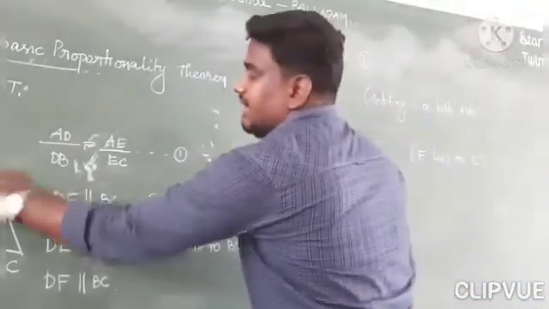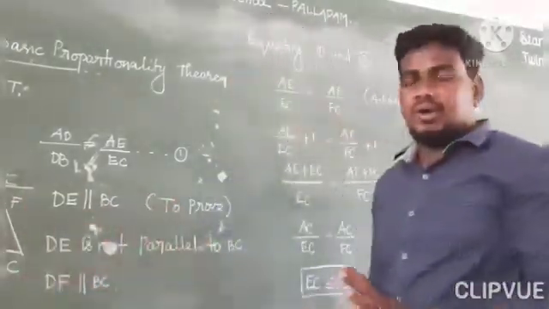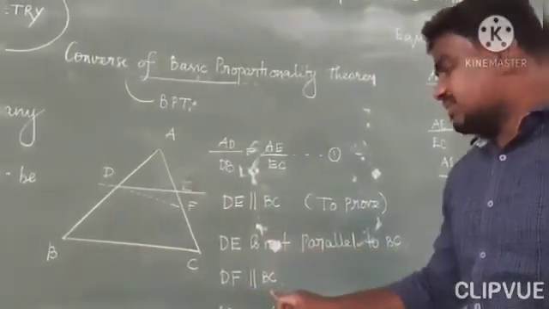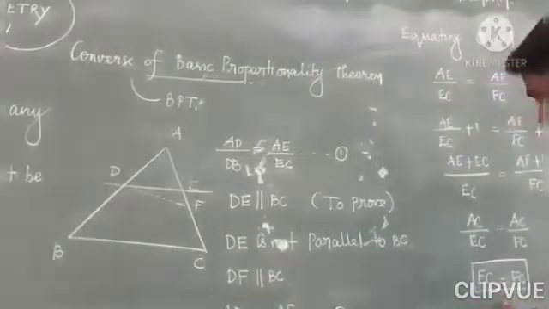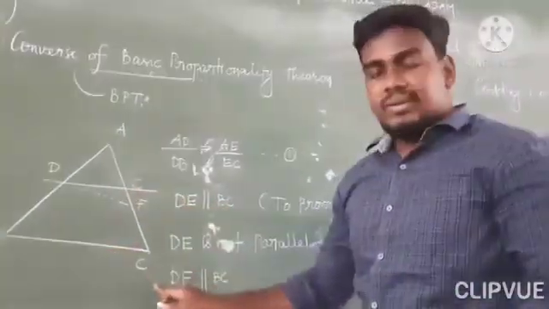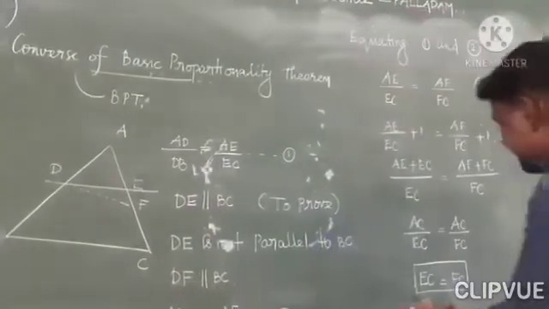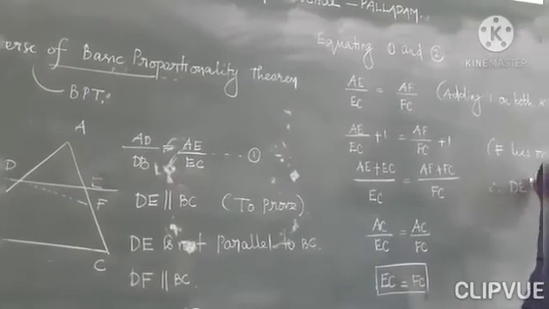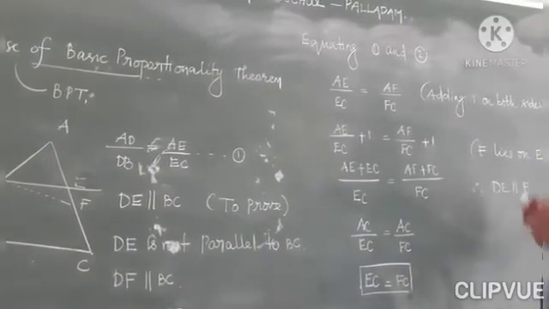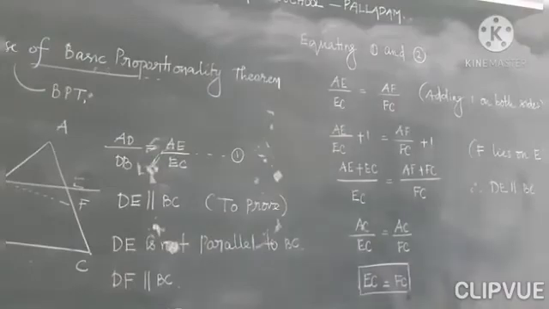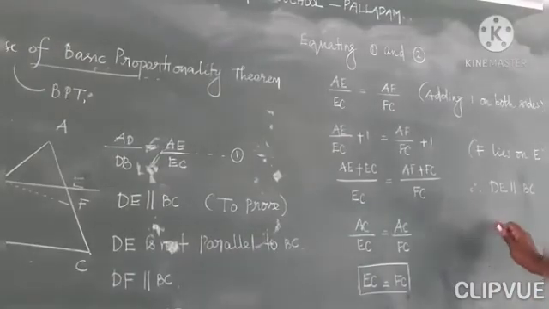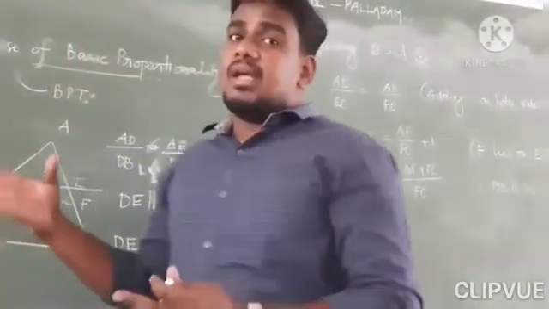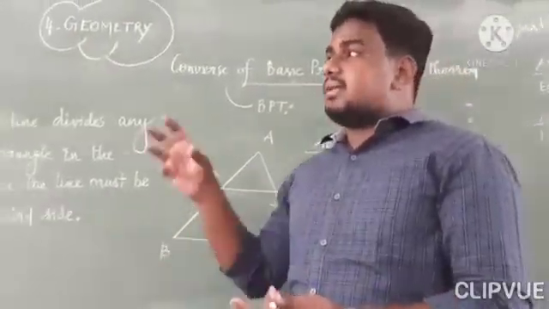Therefore, the straight line DE is parallel to BC, because I said DF is parallel to BC. Now I showed DE is parallel to BC because EC is equal to FC. Therefore, DE is parallel to BC. Okay, hence the theorem. Here we have taken the result of the main theorem and we have to prove the given.